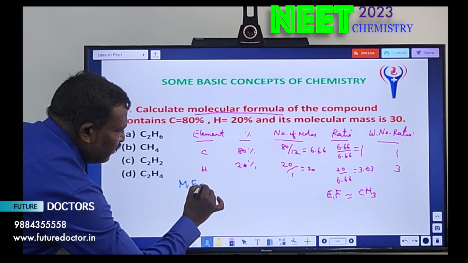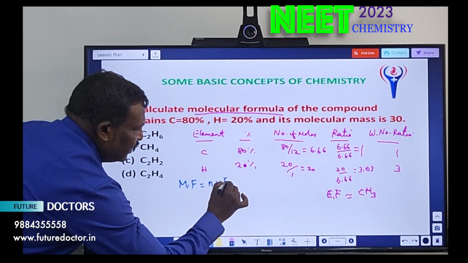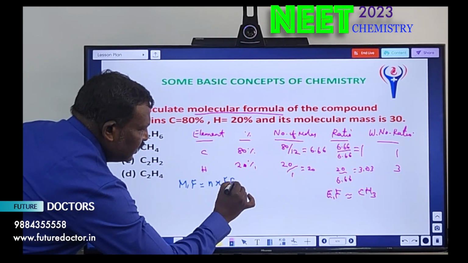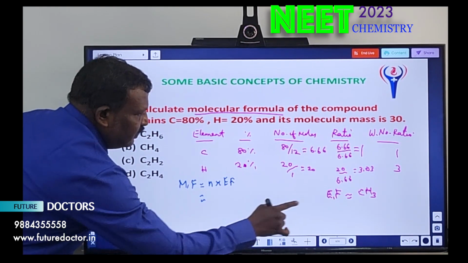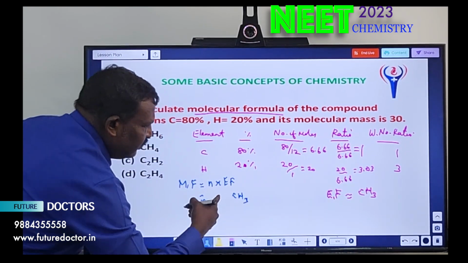Molecular formula is equal to what? N into empirical formula. Understood? So the empirical formula, just now we found it out, no? What is the empirical formula? CH3. Understood? This N we have to find out.